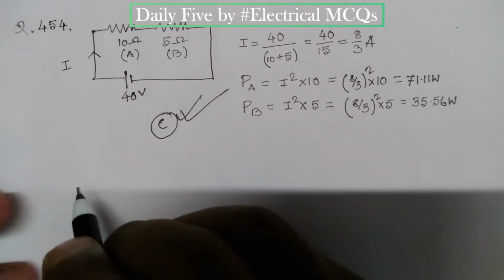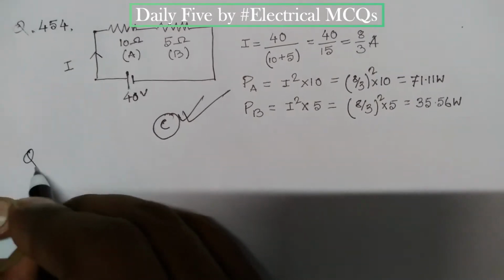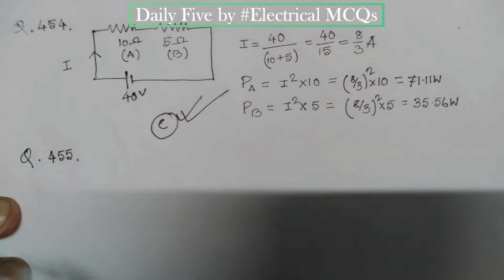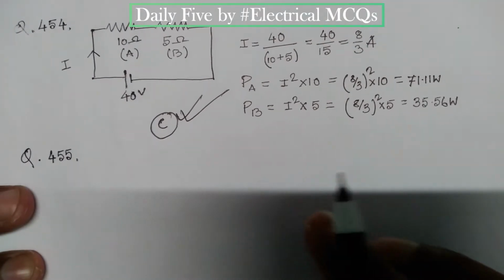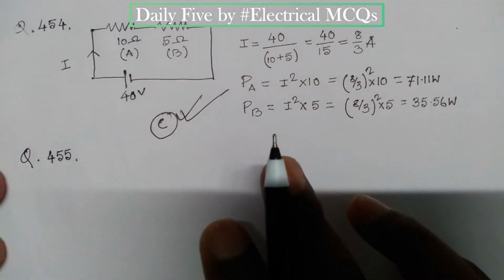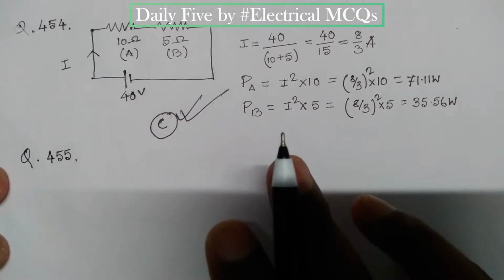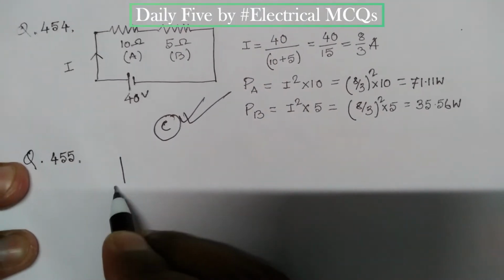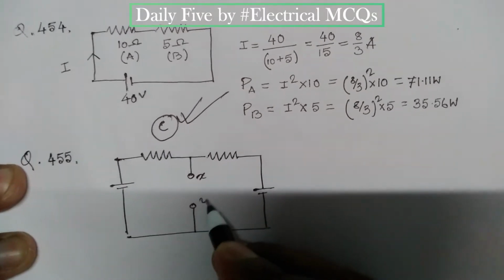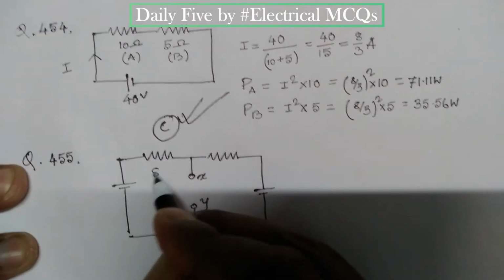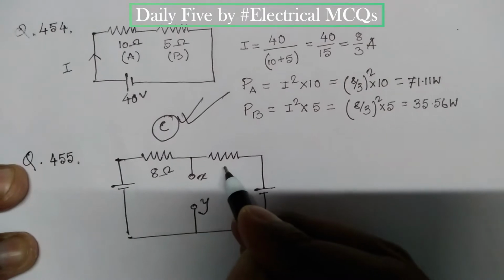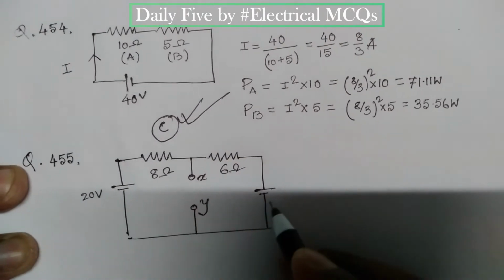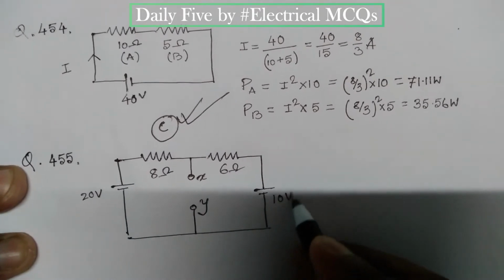Okay, so next is question number 455. There is a circuit, and for that circuit we have to find the Thevenin equivalent resistance. So first what we will do, we will draw the circuit itself. This is your X, this is your Y, 8 ohm, and this is your 6 ohm. This is a 20 volt source and this is a 10 volt source.